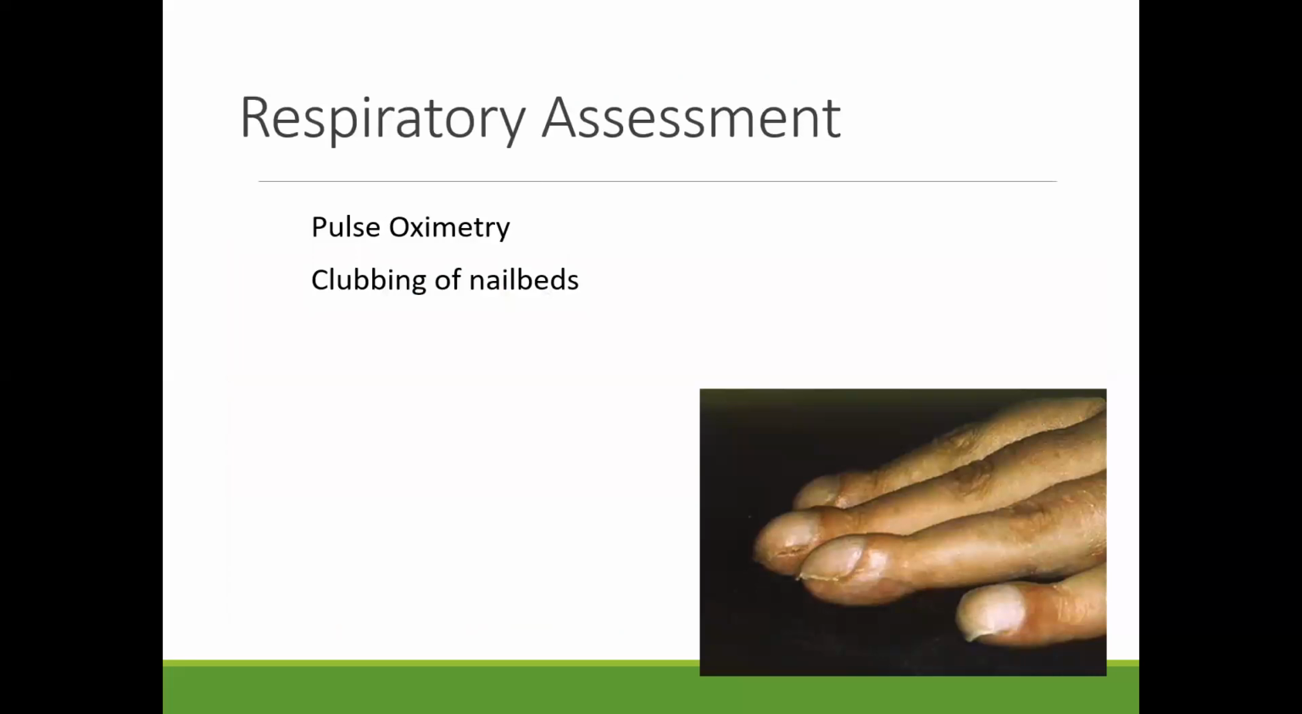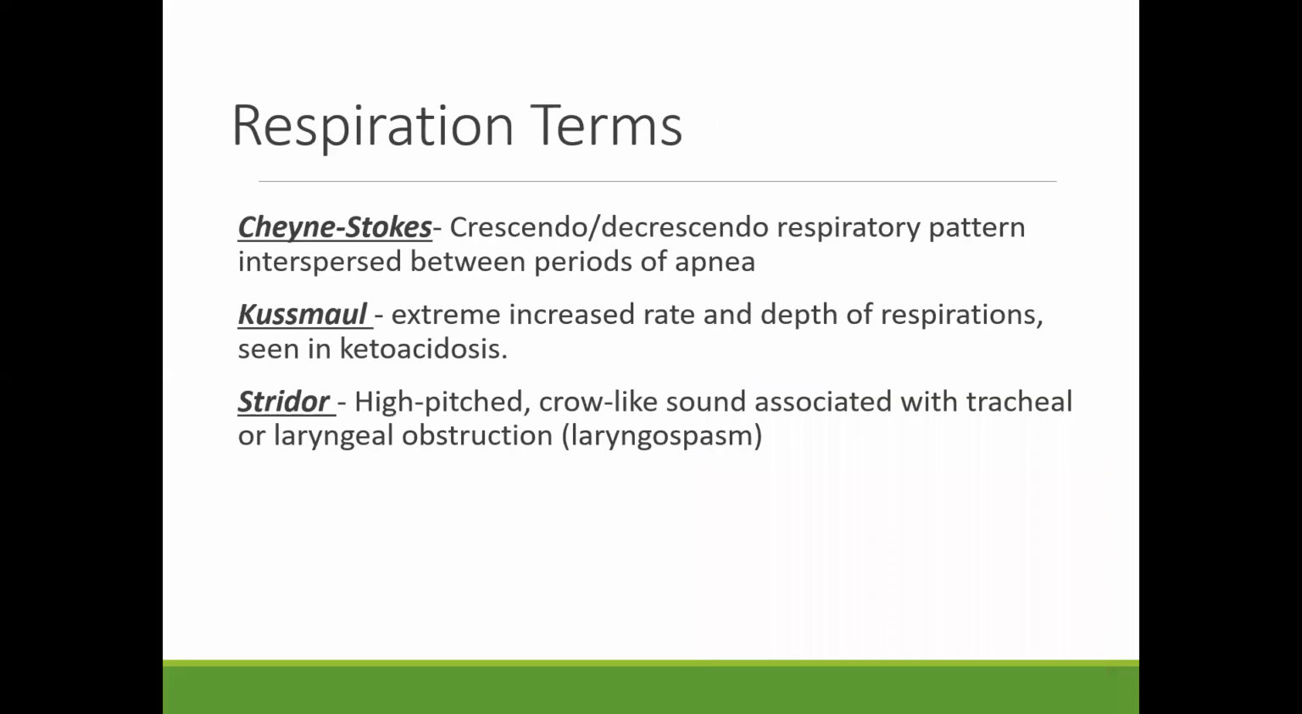Other things respiratory assessment wise, we're going to do a pulse ox. It is the quickest non-invasive assessment, unless they have poor tissue perfusion, acrylic nails, anything like that. When you're doing the pulse ox, you want to make sure you have a good waveform. It should correlate with your heart rate. Clubbing of the nail beds sometimes happens because of the respiratory issues, the buildup of the CO2. And that's a picture of the clubbing.